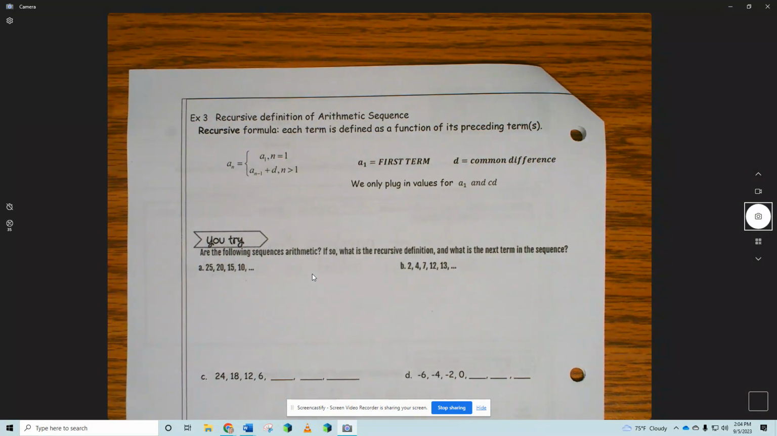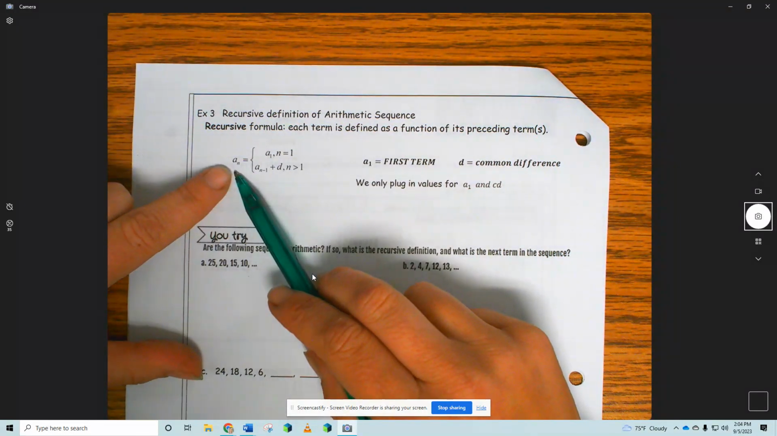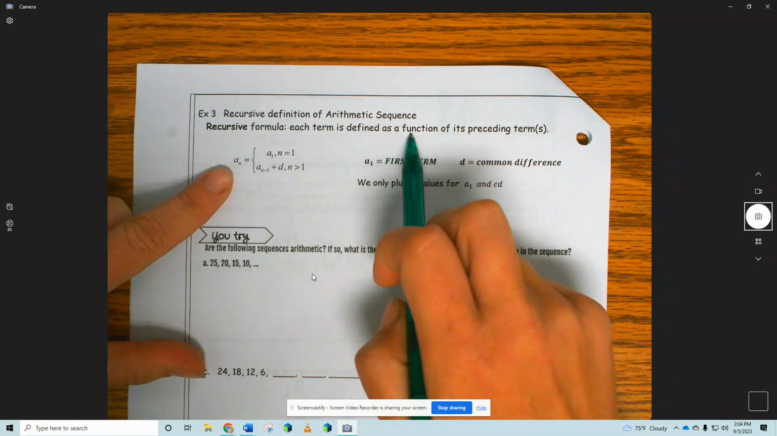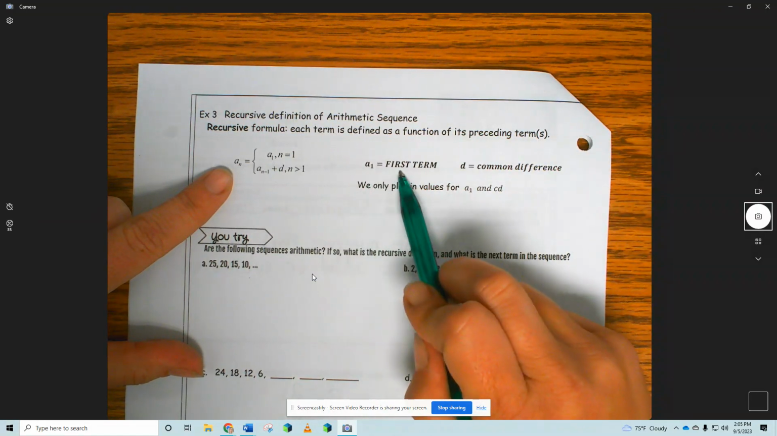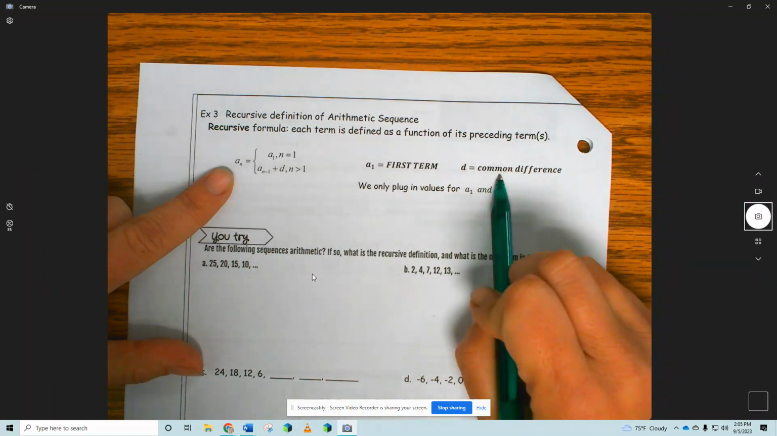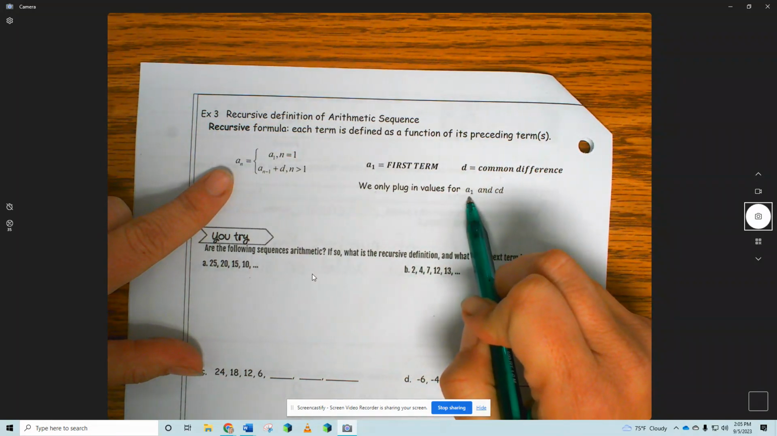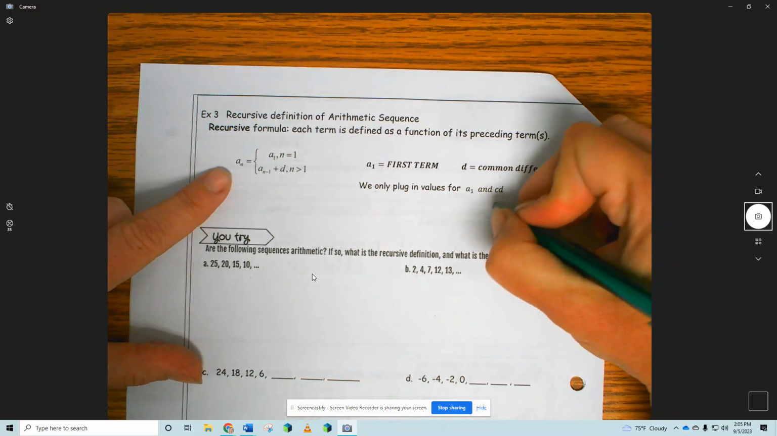I'm going to point out some things that I need you to copy down. This formula means each term is defined as a function of its previous term. A sub 1 means the first term. D means the common difference. We only plug in values for A sub 1, the first term, and the common difference. Common difference is the same as D.